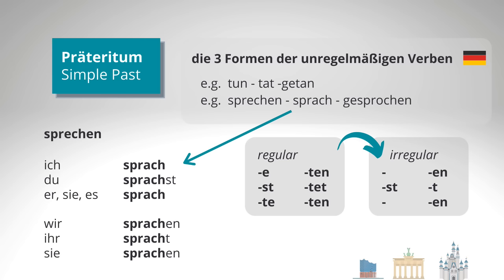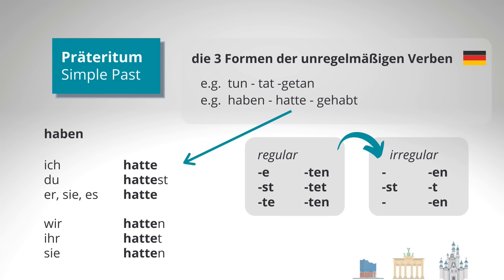Let's have one more example. This time we'll take one of the most important verbs in German, haben, to have. The 3 forms of the verb haben are haben, hatte and gehabt. You see, it's an irregular verb. So the Präteritum form of the first person singular becomes our root, in this case hatte. Ich hatte. What we're going to do now is add the endings for irregular verbs in the Präteritum. Ich hatte, du hattest, sie es hatte, wir hatten, ihr hattet, and sie hatten.